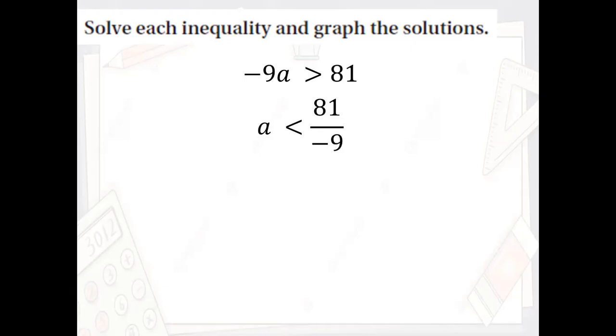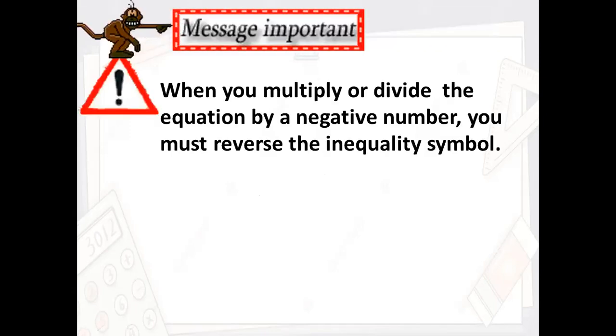When you're solving inequalities, if you are dividing or multiplying by a negative number, then you need to flip the sign. But that doesn't mean if 81 is negative, you will flip it. No, not the number which you are dividing, the number with which you are dividing is negative, then you will flip the sign. So this is going to be a is less than negative 9, because 81 divided by negative 9 gives you negative 9. So this is a very important thing to remember.